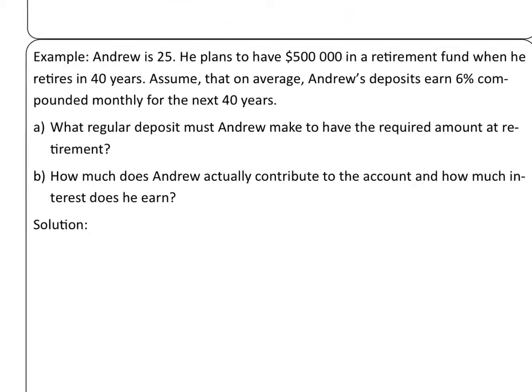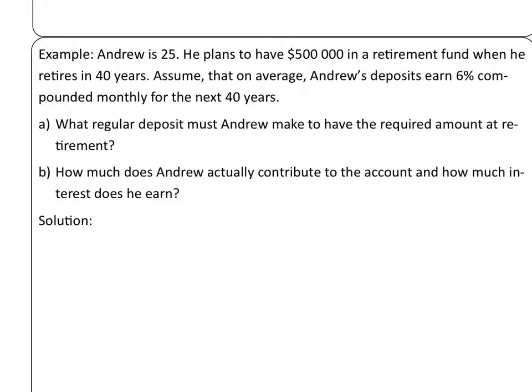Andrew's 25. He plans to save. Let's highlight things. He plans to have 500,000 in a retirement fund when he retires in 40 years. Assume that on average, Andrew's deposits earn 6% compounded monthly for the next 40 years. What regular deposit must Andrew make to have the required amount at retirement? And how much does Andrew actually contribute to the account, and how much interest does he earn? So this is a very interesting type of question.